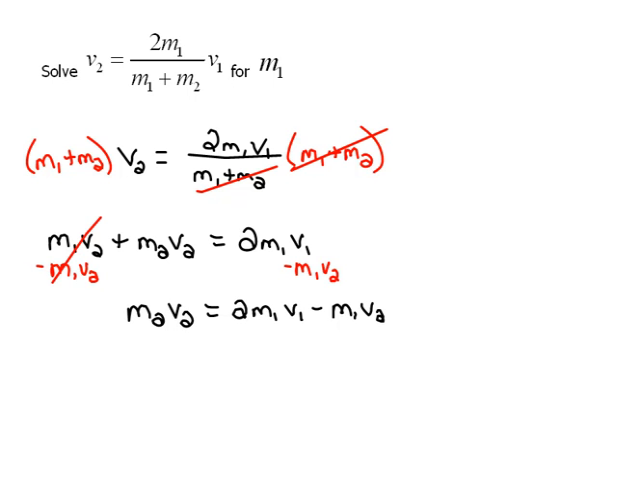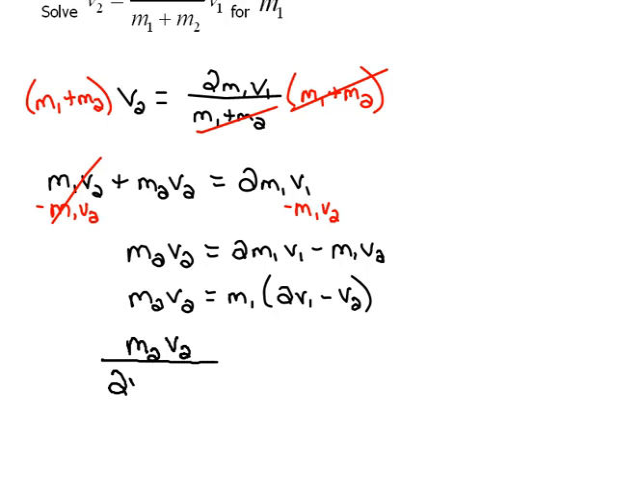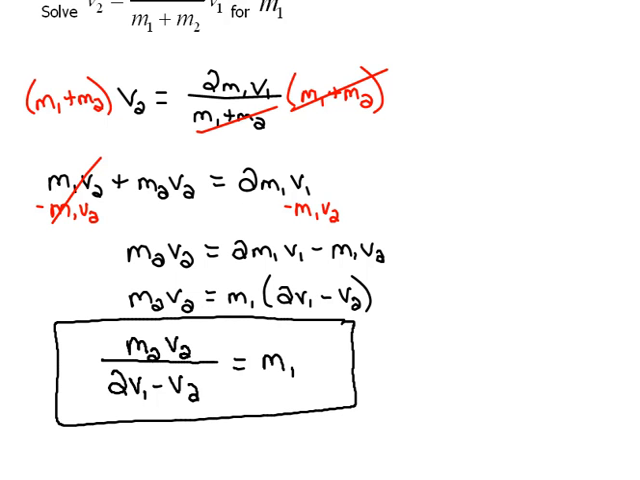Now, over here on the right, we cannot combine these two terms because they're not alike, but we can factor the M1 out. So I'm going to factor the M1, which will leave us with 2 V1 minus V2. And now to get the M1 alone, we can divide both sides by this factor. So M2 V2 divided by 2 V1 minus V2 will equal M1. And now we have isolated the variable, so we are done.